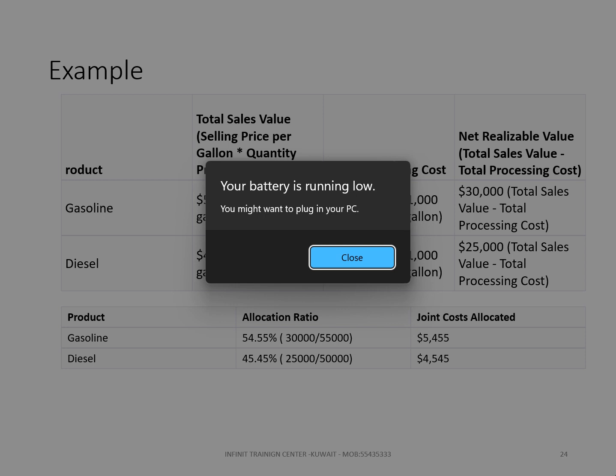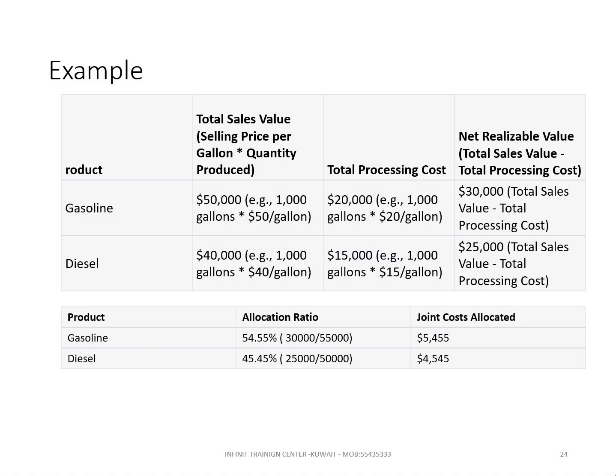So you have a total cost of 10,000. Now you will see here, gasoline sold for $50,000, we can say 1,000 gallons multiplied by 50. And diesel sold for $40,000, which is 1,000 gallons again multiplied by 40. So this is their final sales value. And we know that we spent $20,000 for further processing cost at a rate of $20 per gallon. And this is for diesel. Again, for 1,000 gallons, you spend $15,000 at a rate of 15 per gallon.